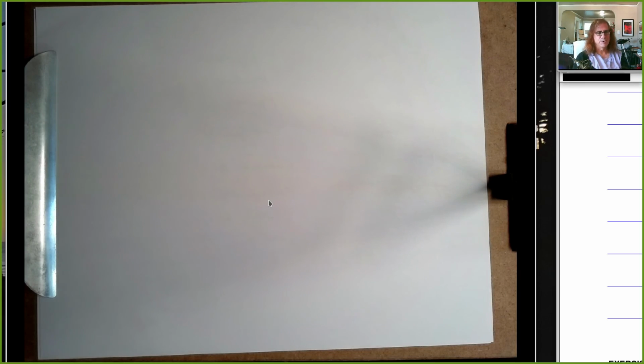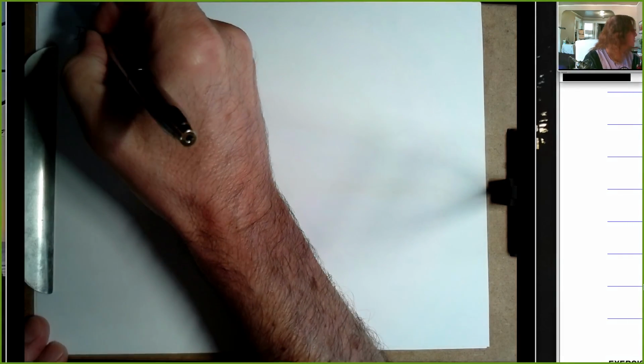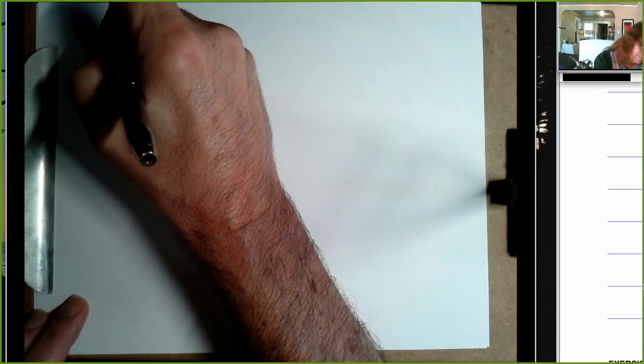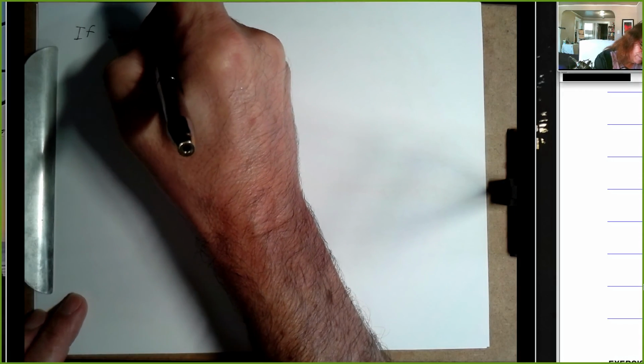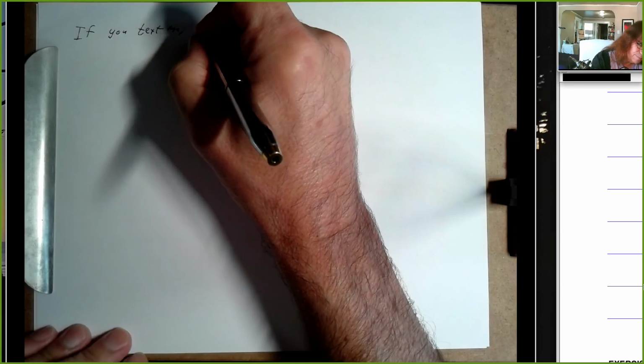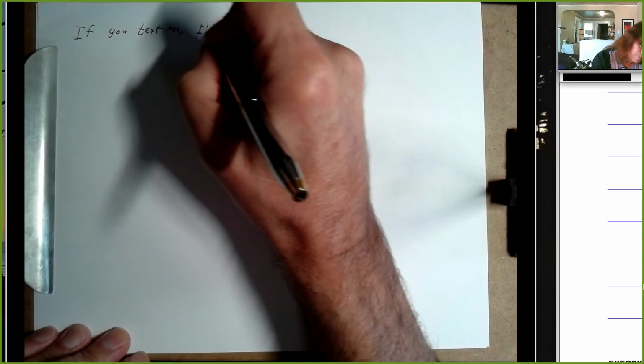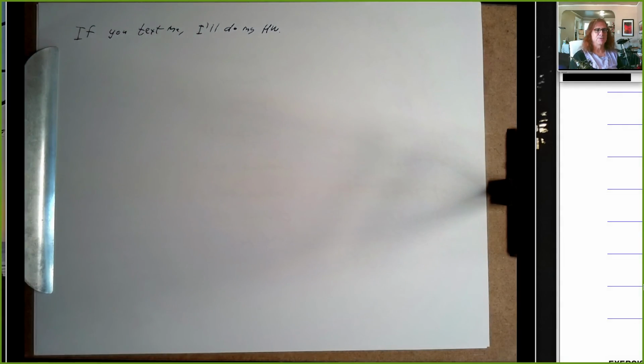All right, so let's do a word problem. Because playing with just these variables kind of gets old after a while. So let's do a word problem. So if you text me, I'll do my homework. Because apparently I don't remember to do homework on my own. So if you send me a text later on, I'll do my homework.